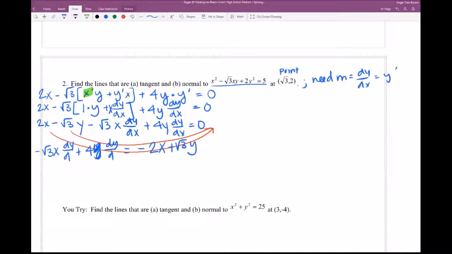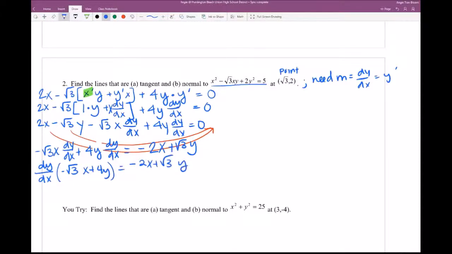Then from here, I can just factor out your dy/dx. Oops, I need to add x right there. Okay. So they have dy/dx in common, so factor it out, because we will have to solve for dy/dx, so that will represent the slope. Okay, over here I have negative 2x plus radical 3y. Then I will now divide both sides by negative radical 3x plus 4y, so divide by here. Negative radical 3x plus 4y, negative radical 3x plus 4y.